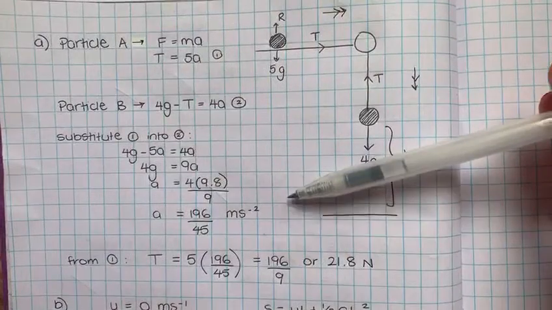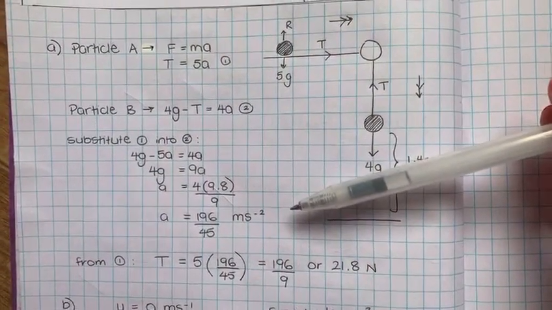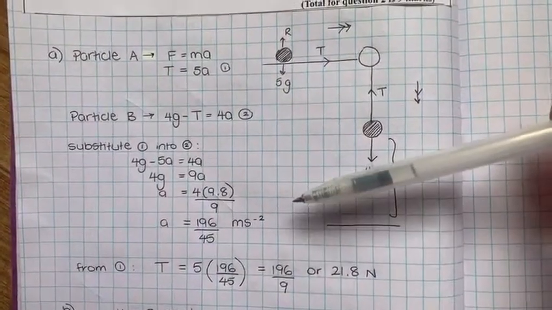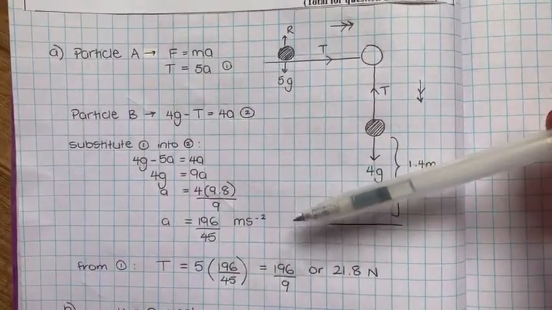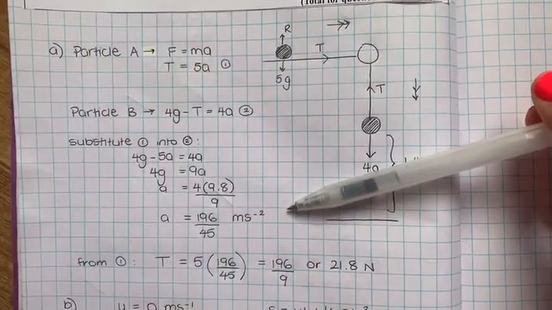Quick note about the acceleration here. I would highly recommend that you don't turn that into a decimal at this point, because you will have to round, and as we know, every single time we round an answer, it becomes less accurate. I am going to need that acceleration later on, so I've decided to leave it as a fraction.